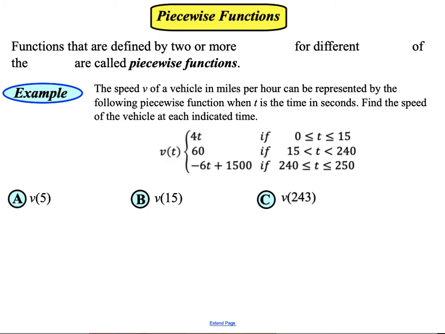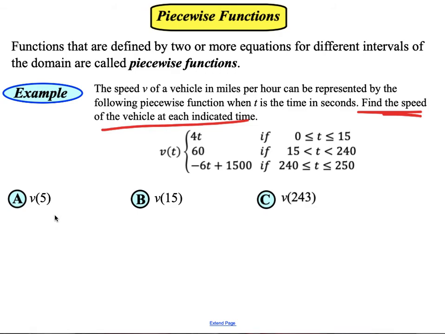All right, so piecewise functions are functions that are defined by 2 or more equations for different intervals of the domain. And here's an example using speed. So we have these 3 equations for different values of the input, which is time. And the output here is a different equation based on what your input is. So this one, letter A, says we're looking to find the speed at each time.